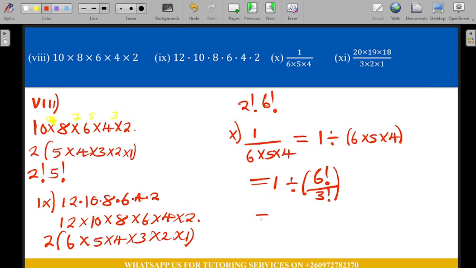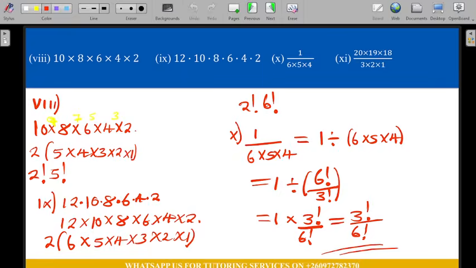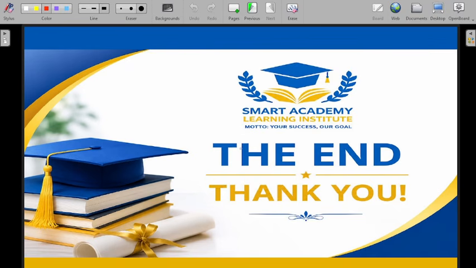So now what we have is 1. We can introduce the multiplication symbol, meaning that to switch, the 3 factorial will be on top, then the 6 factorial down. So now we have 3 factorial over 6 factorial. So this is what we have. And we've come to the end of the session.